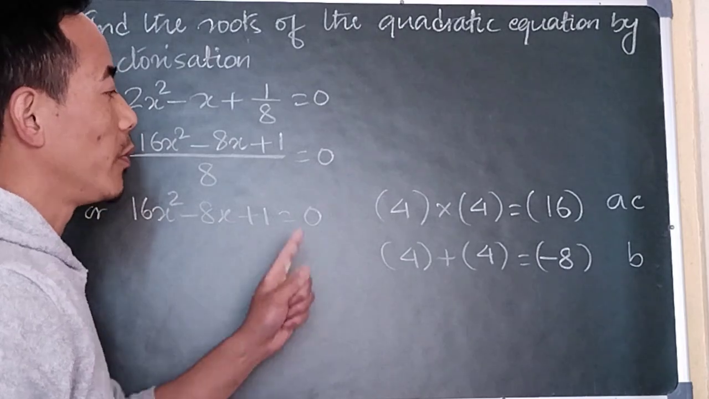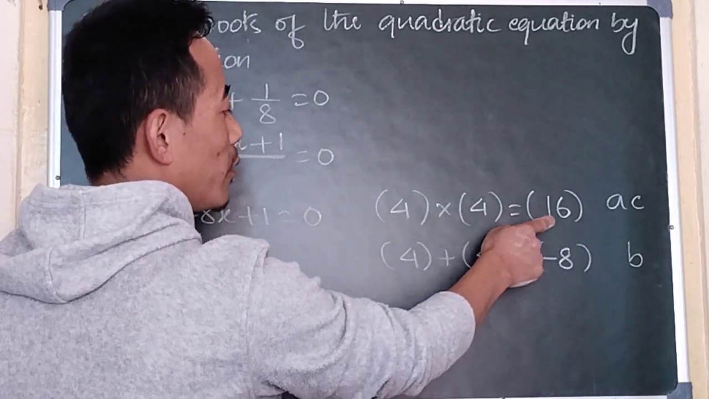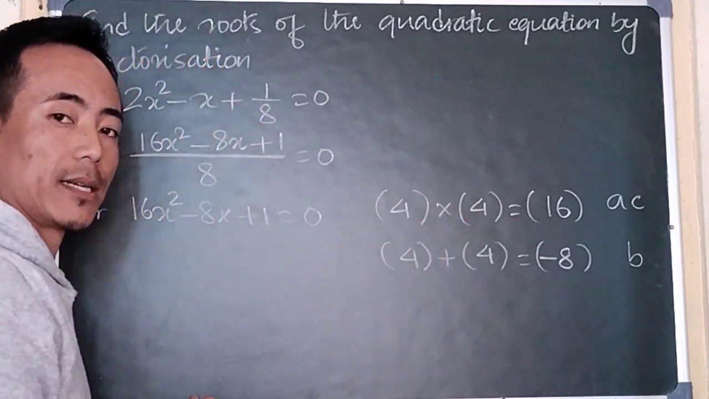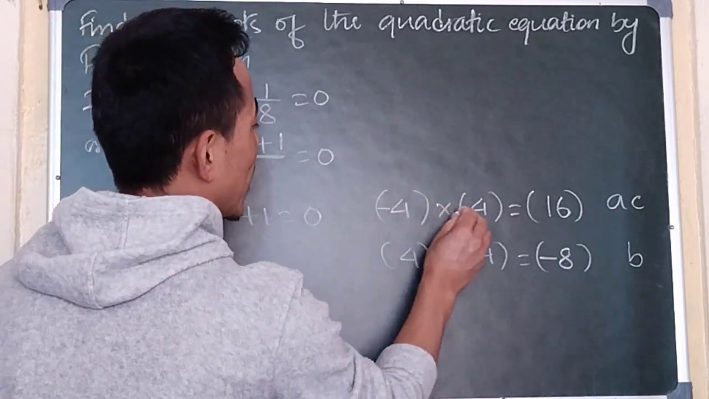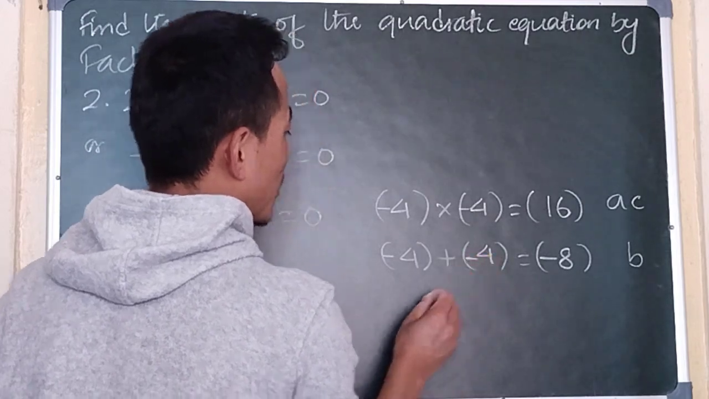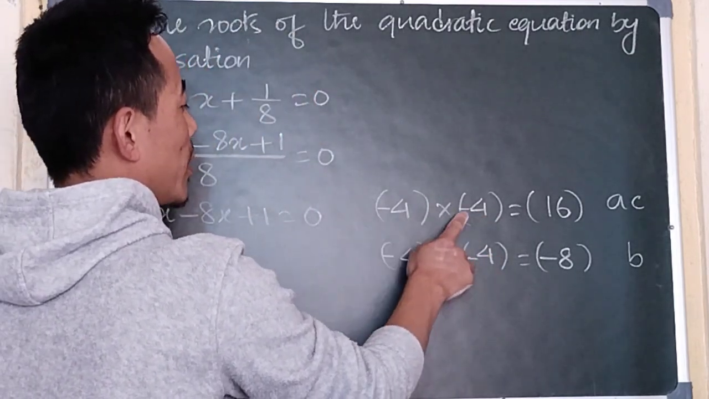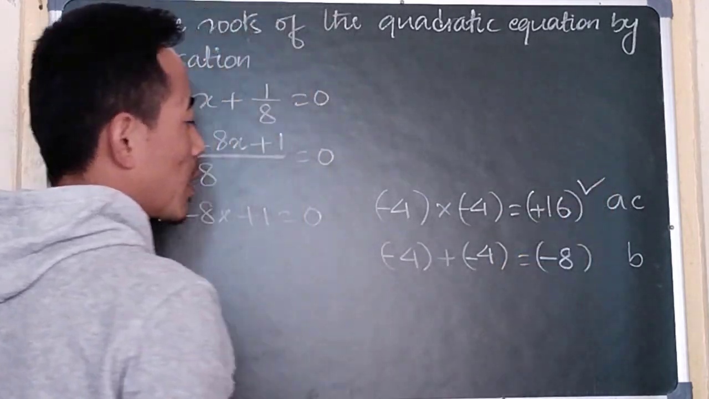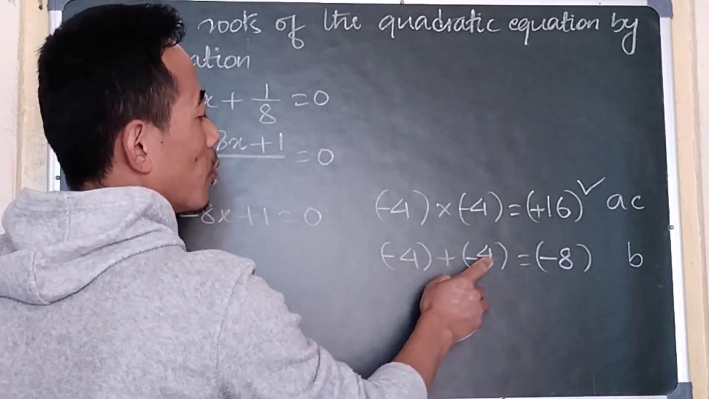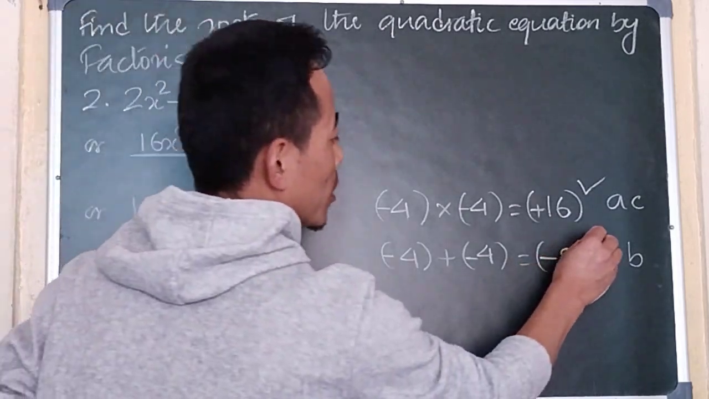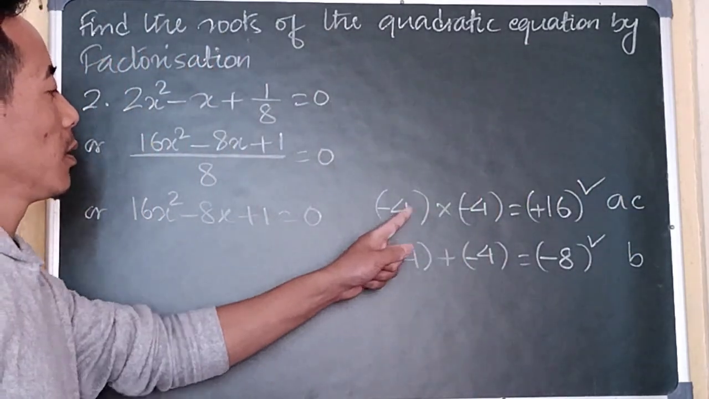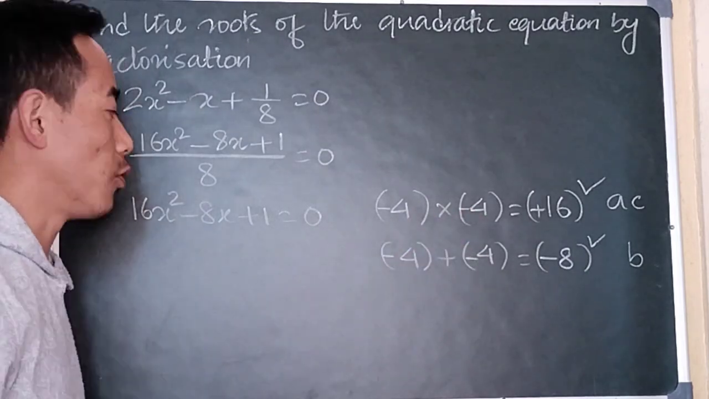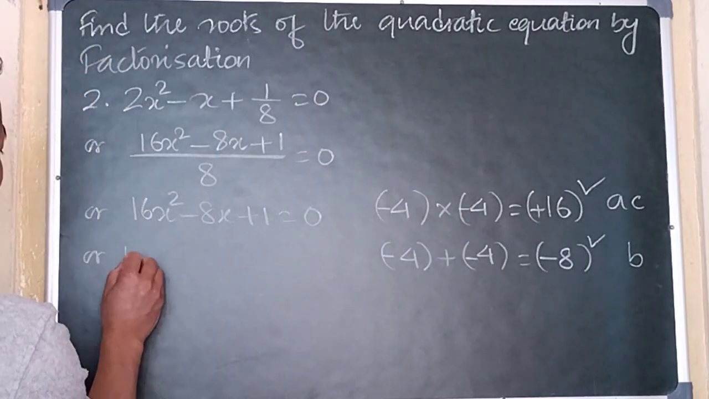But here you have to be careful with the sign. 4 times 4 will give you plus 16, fine, but 4 plus 4 will give you plus 8. But here we need minus 8. That means we will take the sign as negative. So minus 4 into minus 4. Minus minus becomes plus. 4 times 4 becomes 16. So this is okay. Minus 4 plus minus 4 will give us minus 8. So this one is also okay. So the digits for the middle term will be minus 4 and minus 4 here. So let's simplify this now.